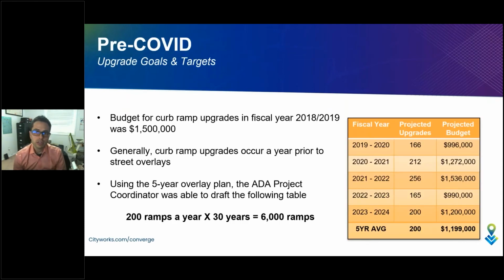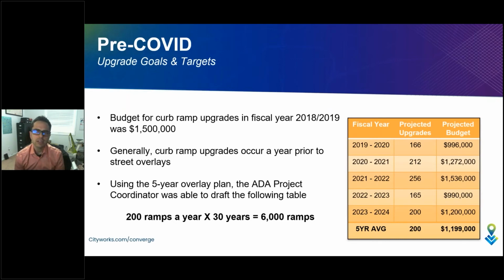So just to talk a little bit about the budget, as I mentioned earlier, this table here shows what our budget was pre-COVID, right? So we were planning out 5 years to go ahead and do curb ramps with a $1.5 million budget every year. At the time, we have about 6,000 ramps, so about 200 a year over 30 years. The project takes about 30 years, right, to get it done.